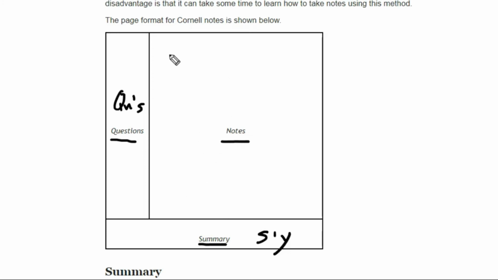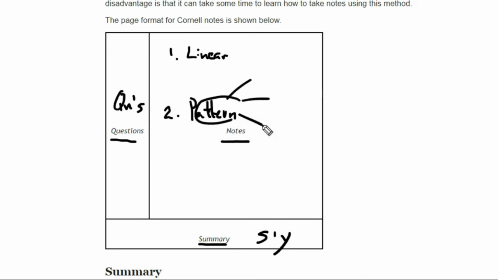Now, Cornell notes are not something that I would call a style of notes. It's really a method of note-taking. And the reason for that is because in the notes section, you'll be taking notes in any way that you think is best. So you might use linear notes, for example, or you could use pattern notes, spidergram, tree diagram, and so on.